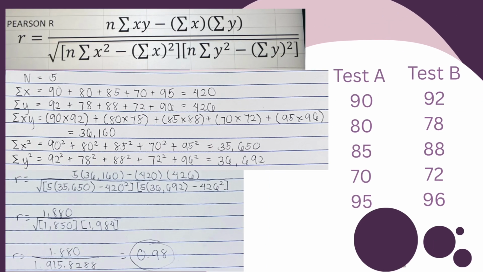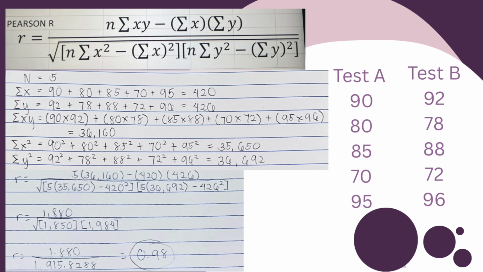At the top side, you will see the formula for parallel forms. The letter R means reliability coefficient, or how strong the relationship is. The X represents the scores on the first test, while the letter Y represents the scores on the second test. And N is the number of students or people who took both tests.